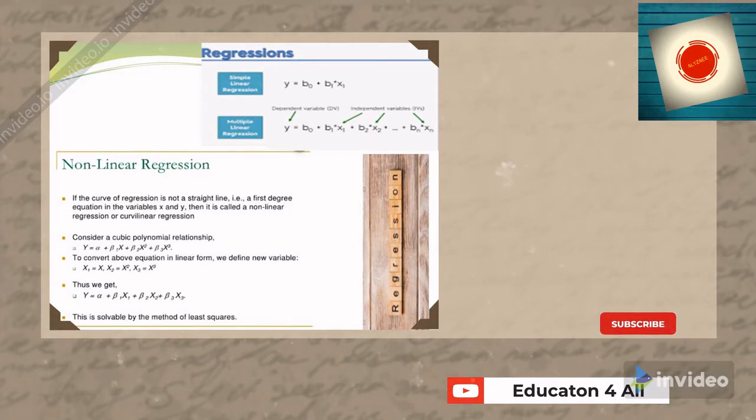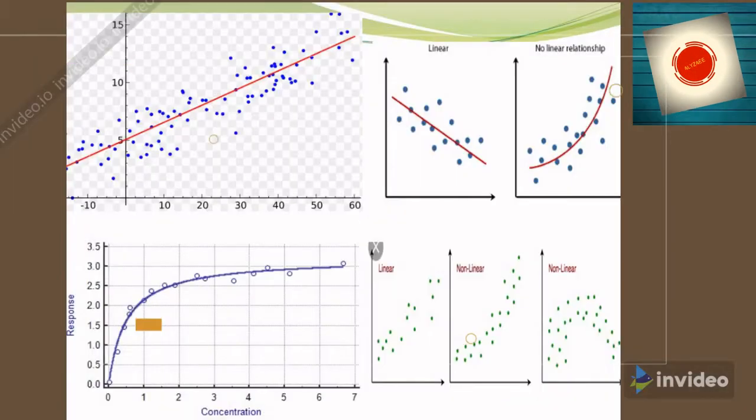So this shows the right equation, in which when we have the parameters and the values available and put those values in, we can calculate the dependent variable. This is solvable by the method of least squares.